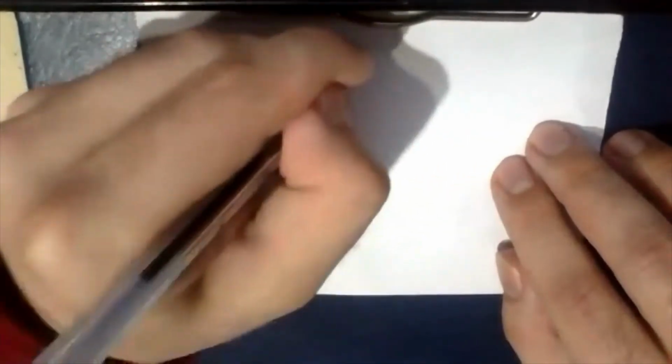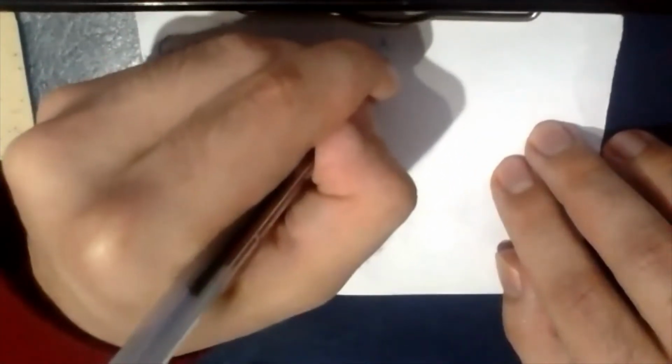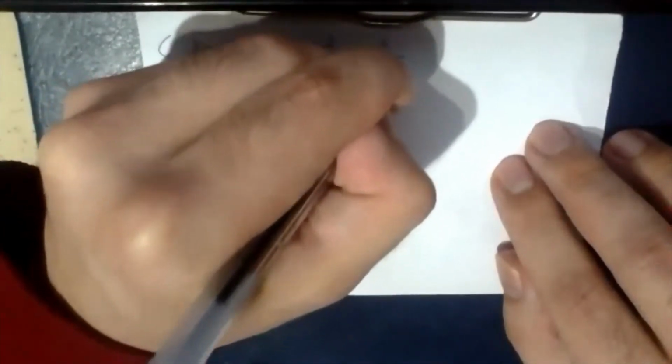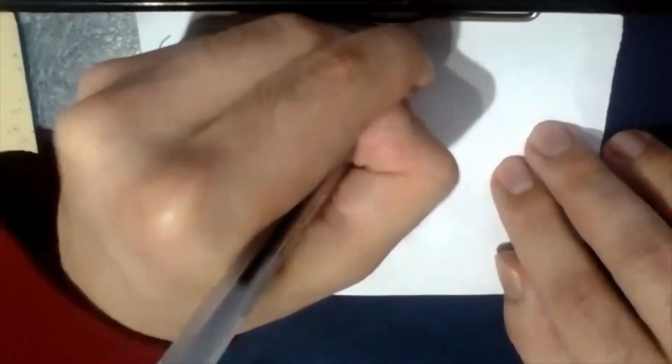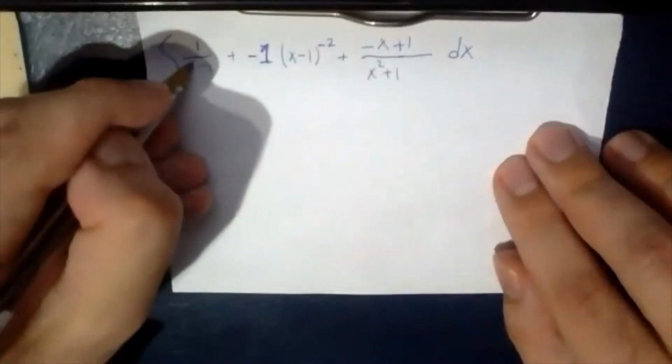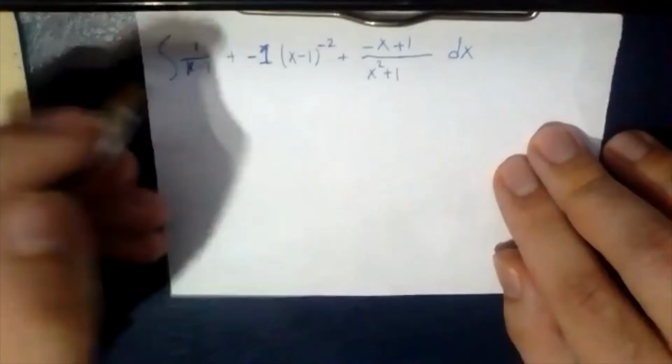Plus minus x over x squared plus 1 plus dx. So integration of 1 over x minus 1 is easy.